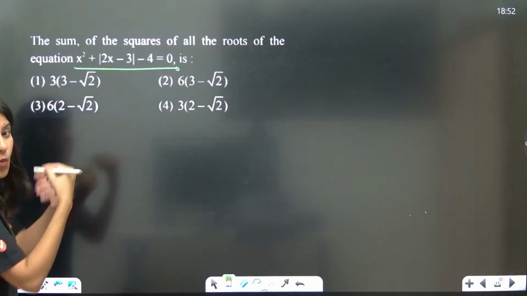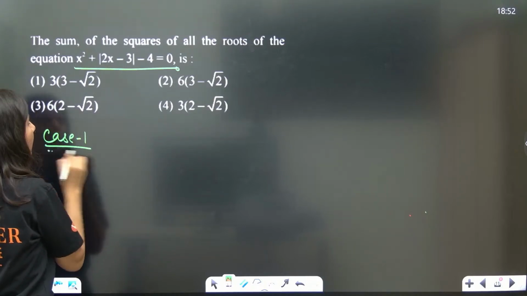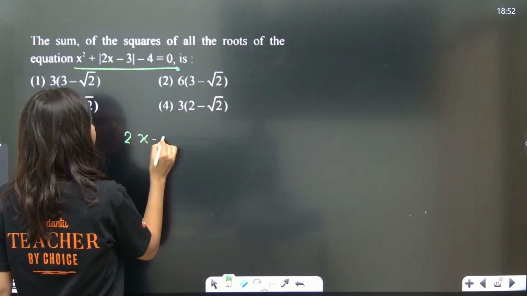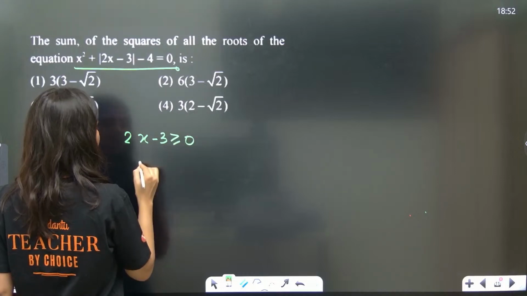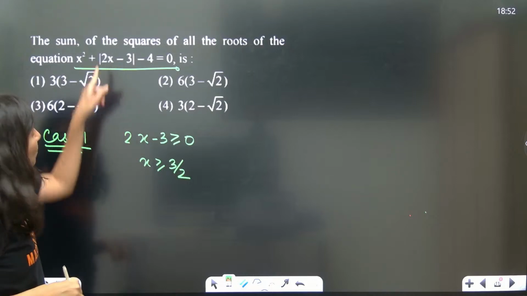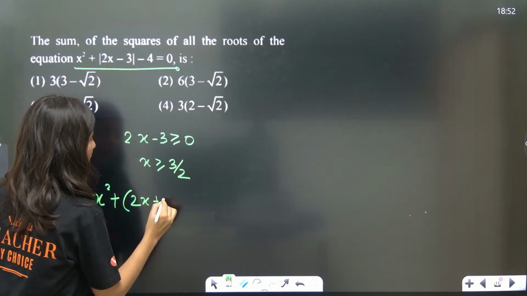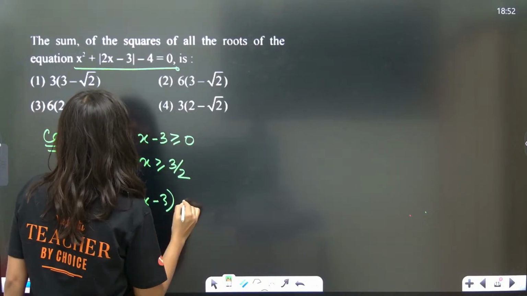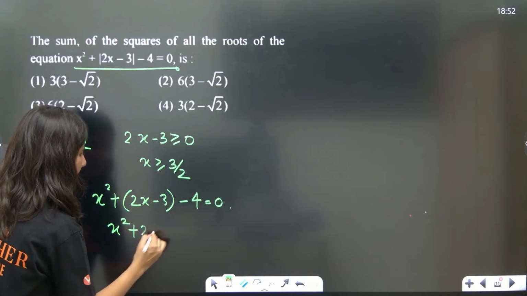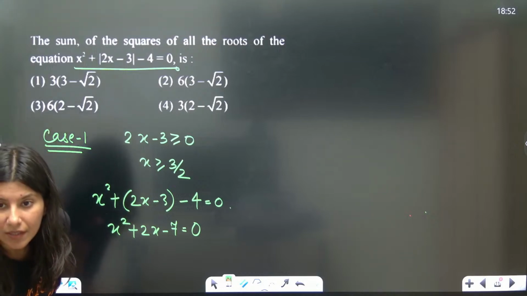So, whenever modulus is involved, you have to take two cases. Case number 1, mod of 2x minus 3. Now, so case number 1, when 2x minus 3 is greater than or equals to 0, that means x is greater than or equals to 3 by 2. That means that this modulus is going to get opened with a positive sign. So x square plus 2x minus 7 is equals to 0. You need to solve it.